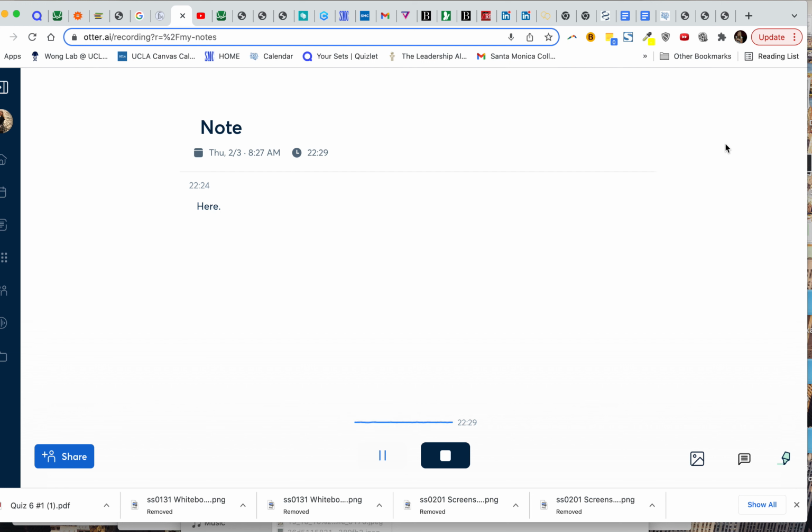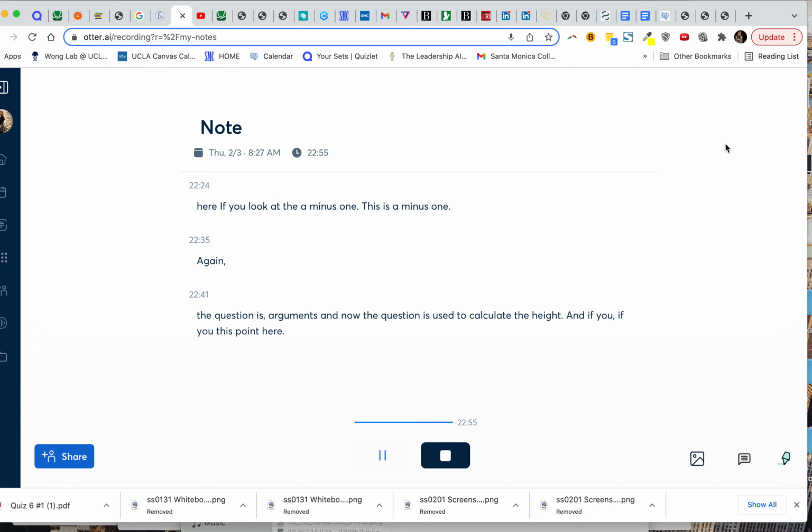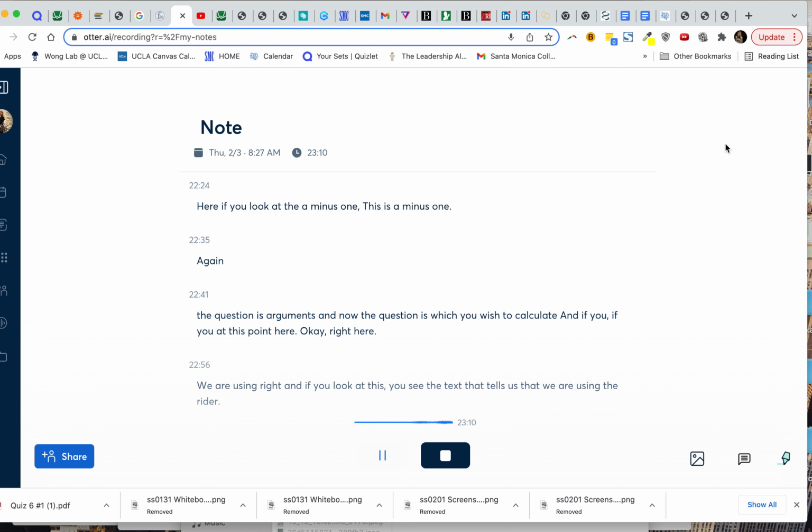So here, if you look at the interval from x of k minus 1 to x of k, this is our kth interval. The question is, which point are we going to use to calculate the height? If you use this point right here, x of k, that tells us that we are using the right endpoint, and this is the right sum.